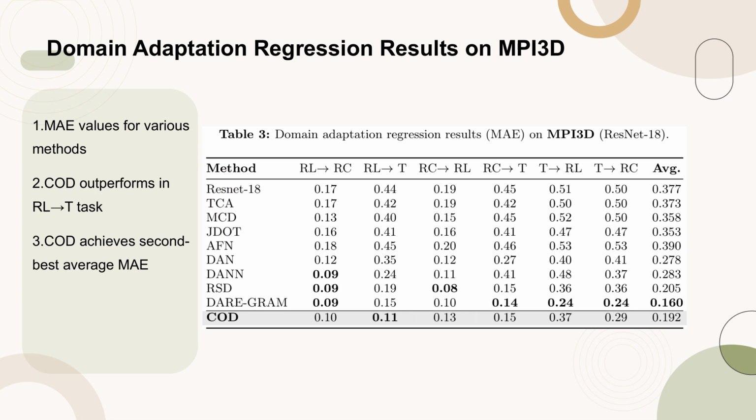Table 3 presents the mean absolute error, MAE, results for domain adaptation regression on the MPI3D dataset using ResNet 18. The table shows that COD achieves the lowest MAE in the RLT task, outperforming other state-of-the-art methods. Additionally, COD secures the second-best average MAE across all tasks, demonstrating its superiority in domain adaptation regression tasks. The MAE values for various methods are detailed, highlighting COD's competitive performance.